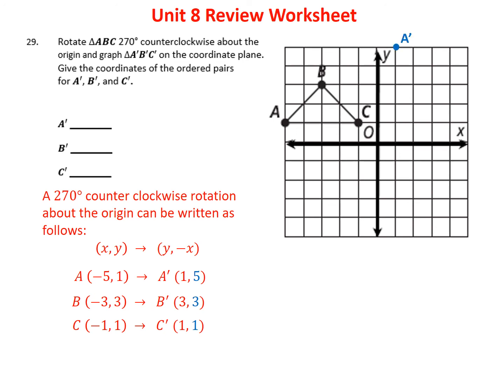So if we plot those up here, here's A prime at (1, 5). Here's B prime at (3, 3), and C prime at (1, 1), and there's our triangle there. And that's how we do it.